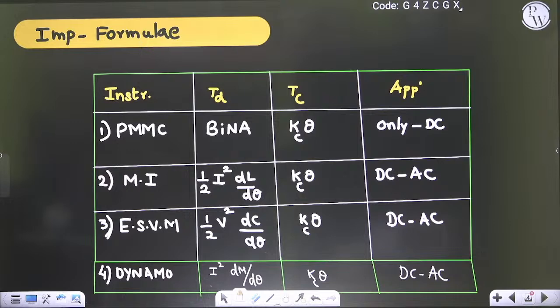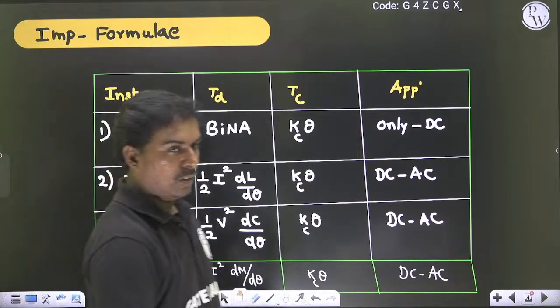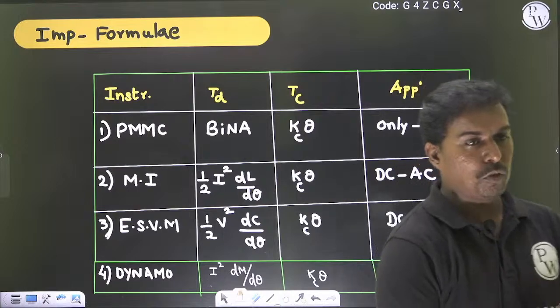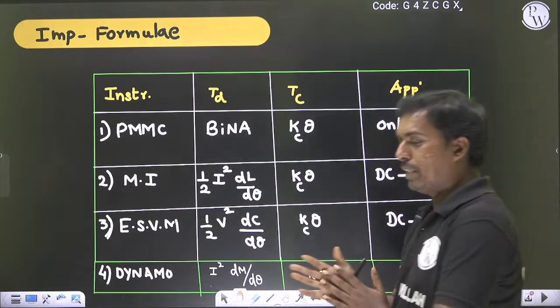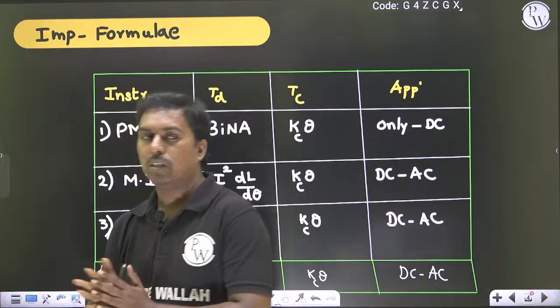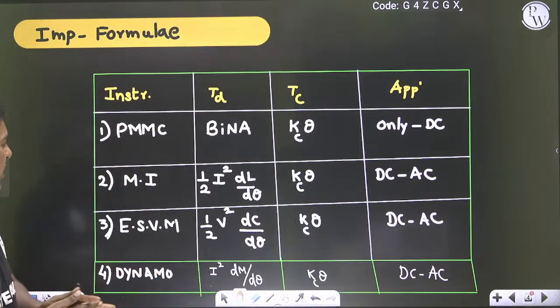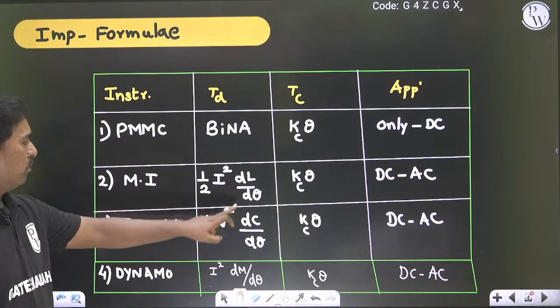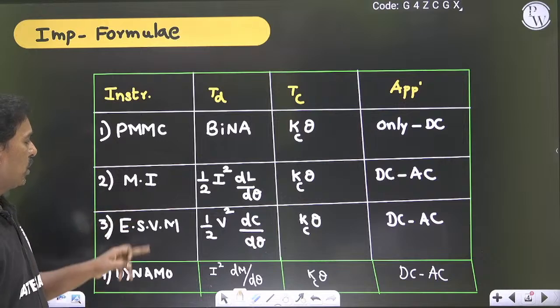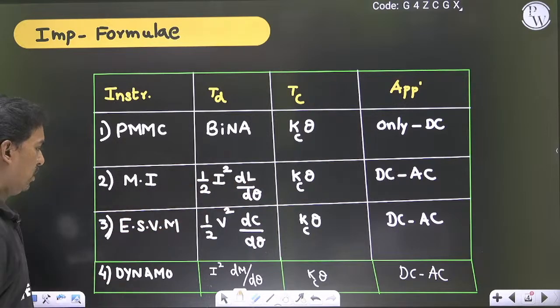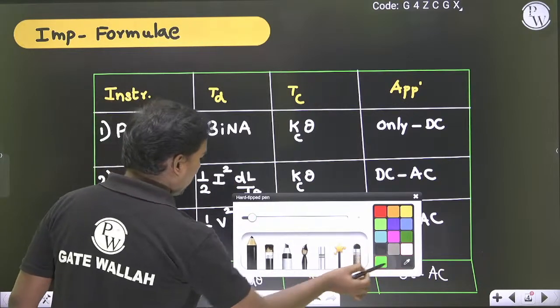So you have to write the important formulas first. For PMMC, the deflection torque is BINA, controlling torque is Kc theta. For moving iron, the formula is half I square dL by d theta. Very easy to remember this. Why? Because moving iron works on the concept of self-inductance. So this is the way you have to remember.